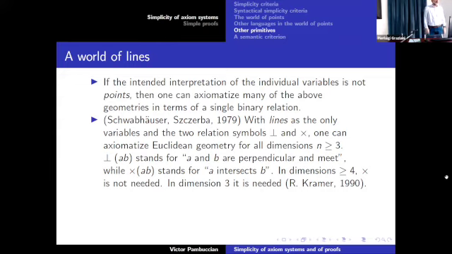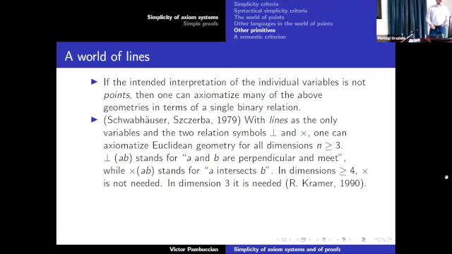Schwabhäuser and Szczerba have shown in 1979 that you need 2 binary relations. One is perpendicularity, and the other is the intersection. Perpendicularity says that the 2 lines are perpendicular and intersect. Why do you need to say and intersect? Because they are in 3 dimensions, so it can be like this. No, you don't want those, you just want these. And the other one says that they just intersect too. With just these 2 relations, you can express all of 3-dimensional or higher dimensional geometries.